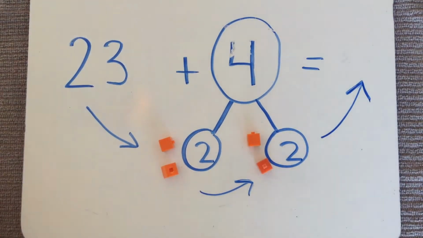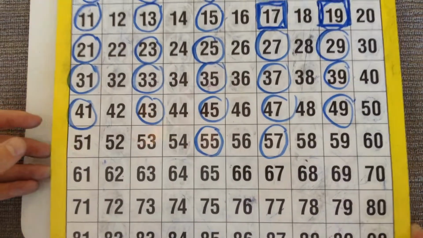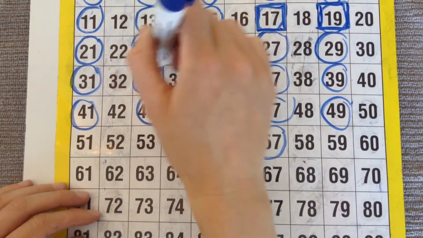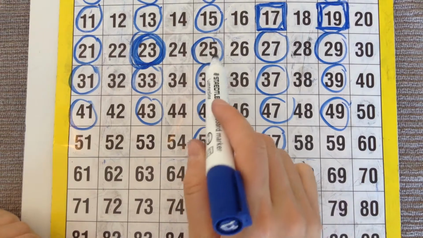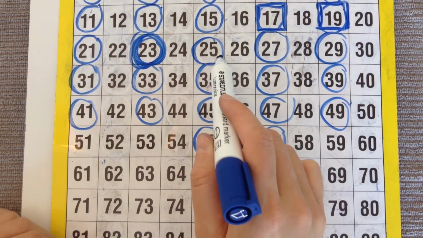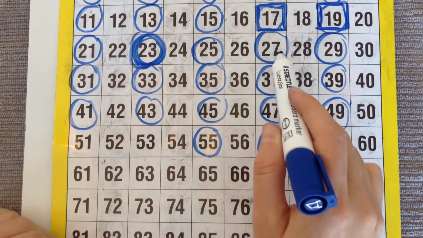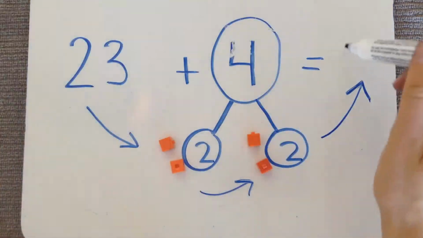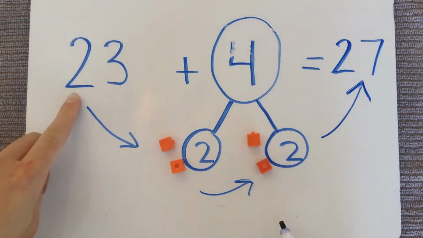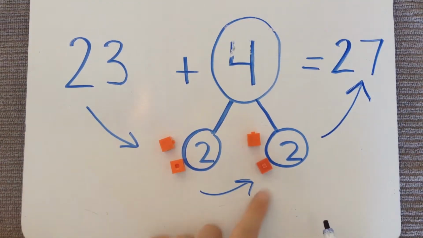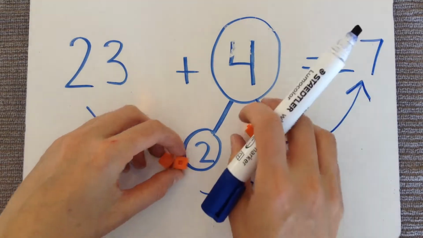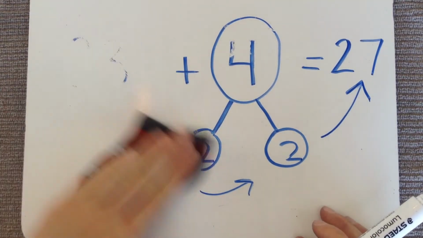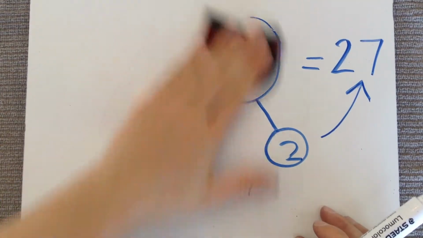So if I look at my 100s chart and I find the number 23, and I skip count by twos, and then skip count by twos one more time, the number I land on would be 27. 23, 25, 27. Remember, in order to make this an efficient strategy, you need to be very quick and confident counting by twos, both by even numbers and odd numbers.